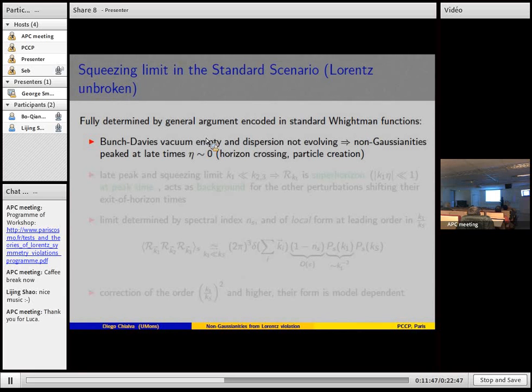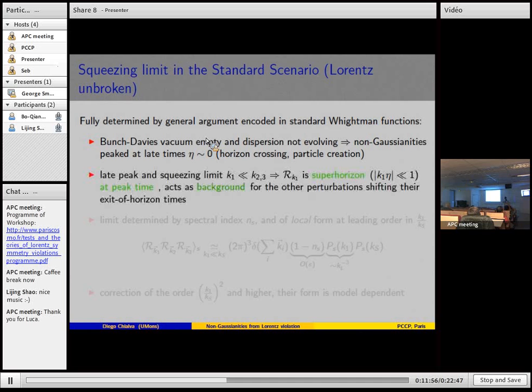The Bunch-Davies vacuum is empty, the dispersion relations are not evolving in time, and non-Gaussianities appear to peak only at very late times, as we said before. Then, because they peak at very late times, and I'm taking the limit in which K1 is very small, the perturbation depending on K1 will be super horizon, that is, the product of K1 times the modulus of eta will be much smaller than 1 at the peak time of production of non-Gaussianities. It will be just a background, just shifting a bit the exit of horizon times for the other perturbations.